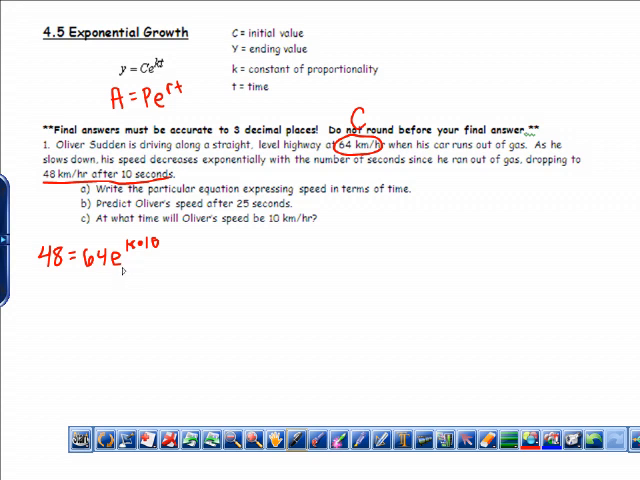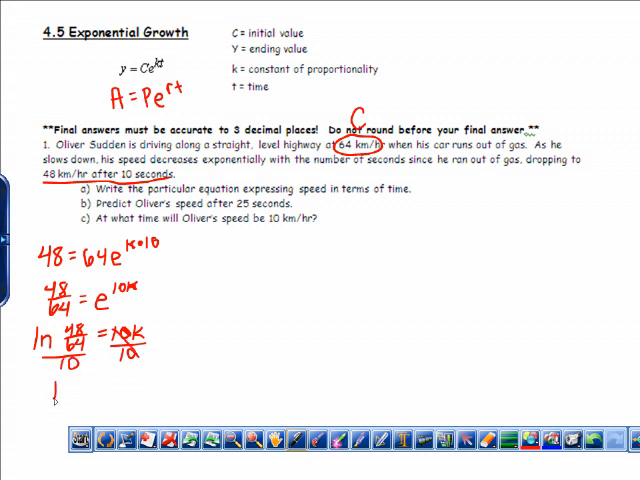Now this is an exponential equation, and we can solve this using all the same strategies we used for any other exponential problem. First I'm going to divide by 64. So this is going to become 48 over 64 equals e to the power of 10k. Now I can take natural log of both sides. That's going to give you natural log of 48 over 64 equals, when I take natural log of the right side, everything will simplify down to 10k. So I'm going to go ahead and write that, 10k. And then the last thing I would want to do is divide by this 10.